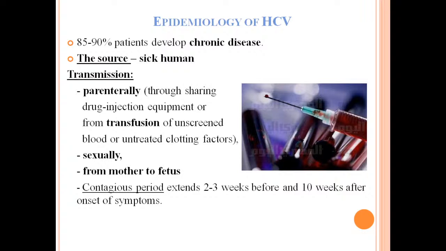So, transmission of hepatitis B and hepatitis C is similar. They have similar transmission ways, but it is known that the infective dose of hepatitis C is bigger than in hepatitis B. The contagious period extends from 2 up to 3 weeks before and 10 weeks after onset of symptoms. Contagious period means when the patient is infective for other persons.